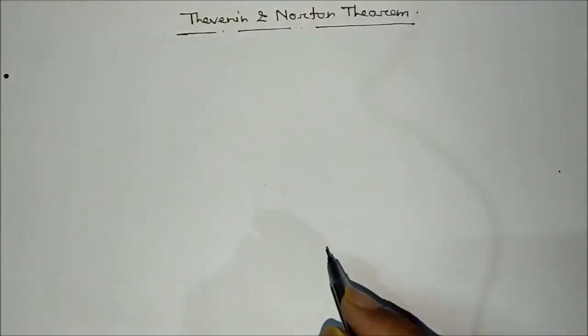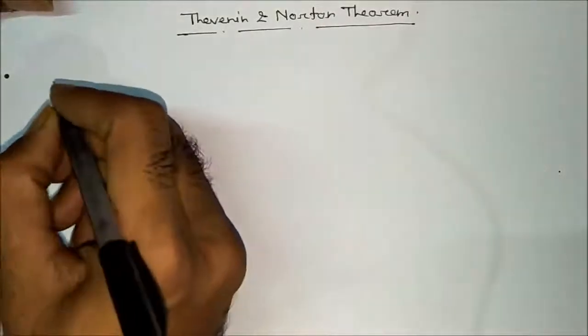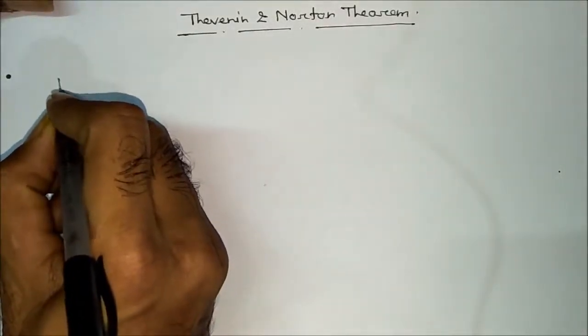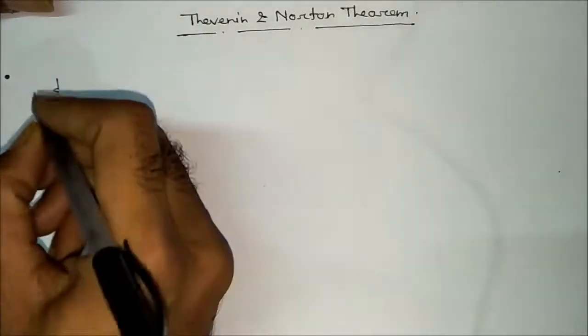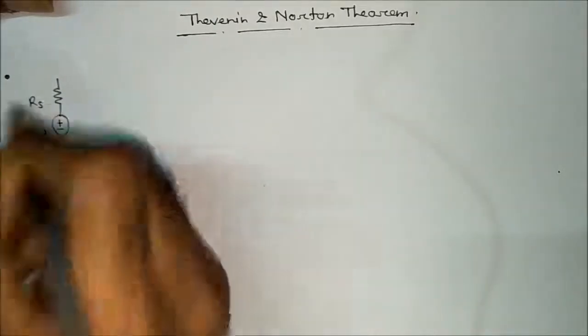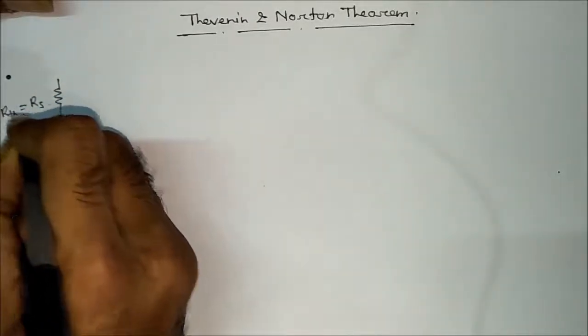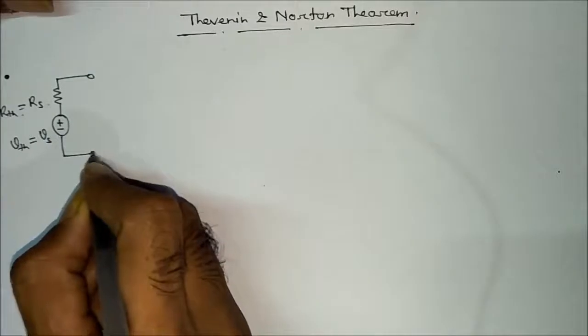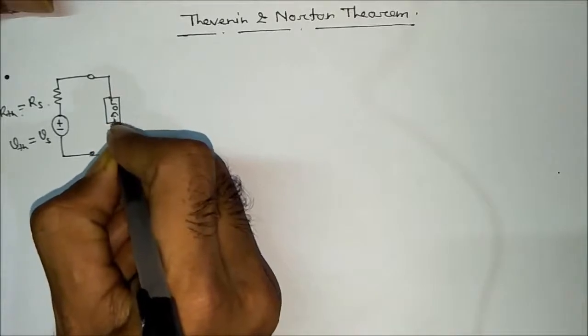We have completed studying the superposition theorem, and now the next topic is Thevenin and Norton theorem. Before starting, we know what a practical voltage source is. That is a resistance in series with a voltage, that is Vs, that is Rs, or it can be written as Vth. This can be written as Rth. This is the load terminal. This is the load.